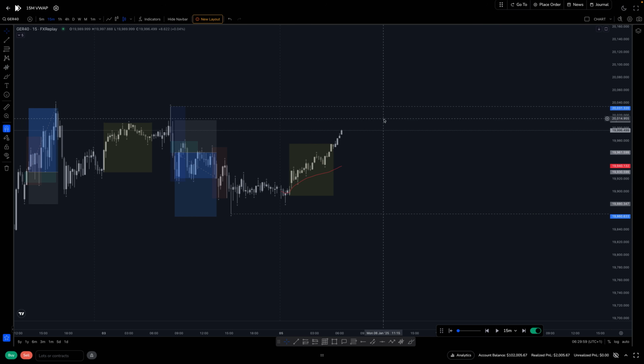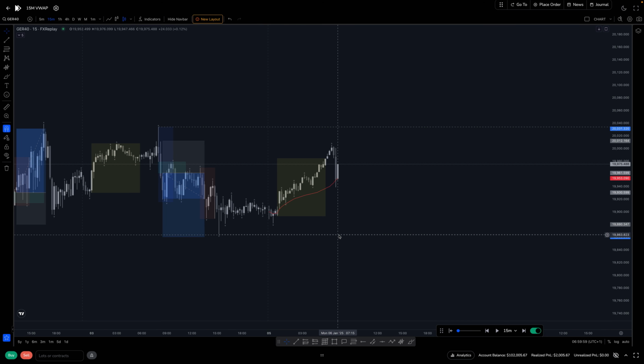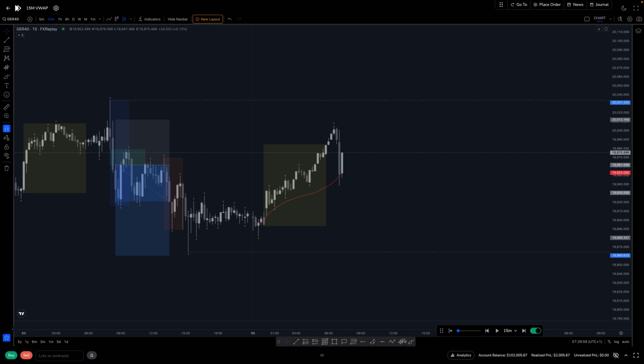So I've just added my new day VWAP here now. As we can see, we're above this, and we are now sort of in session. But this right here, you don't want to get confused because we've got a fair value gap here, but we are above the VWAP. So if we're above the VWAP, we're looking for longs. If we're below, we're looking for shorts.